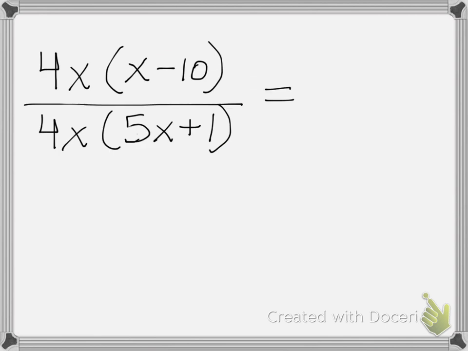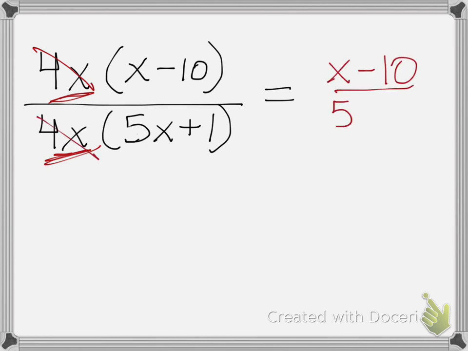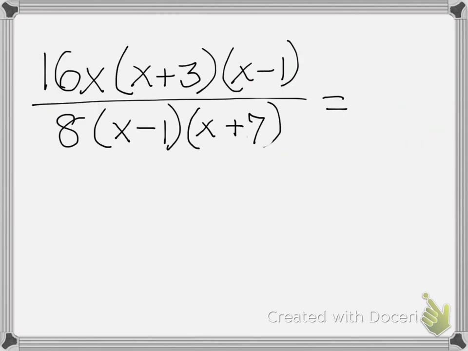As you can see, what I have in parentheses is not the same in the numerator and denominator. However, I do have the monomial x that's in the numerator and the denominator. Since they're the exact same thing, they divide out to equal 1. And then my final answer will just be x minus 10 over 5x plus 1. All right, let's look at another example.